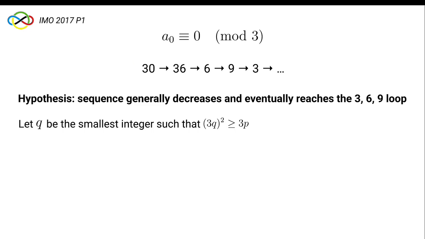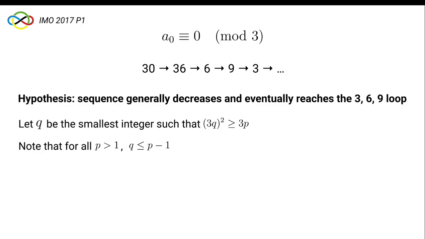Well, let's let q be the smallest integer such that (3q)^2 is greater than or equal to 3p. Here, 3p is just our standard number. Let's say a_n is 3p. Then we're defining q such that (3q)^2 is greater than or equal to 3p. If we observe here, we'll notice that for all p greater than 1, q is less than or equal to p minus 1. Well, p greater than 1 is because p equals 1 is trivial. Then 3p is just 3, so it's just in the 3, 6, 9 loop. So we can let p be greater than 1.